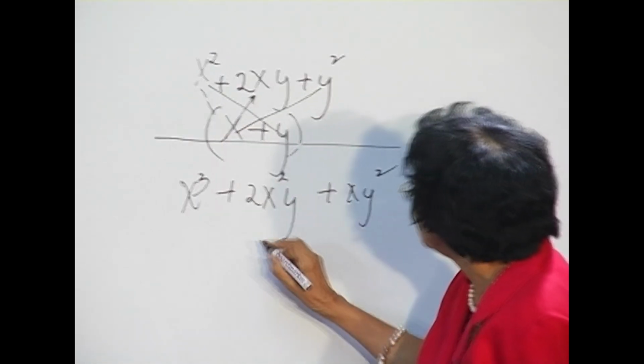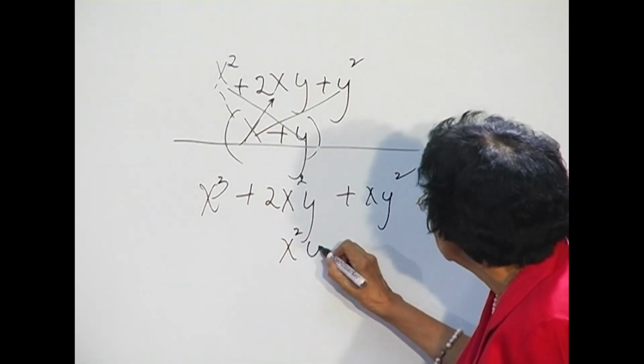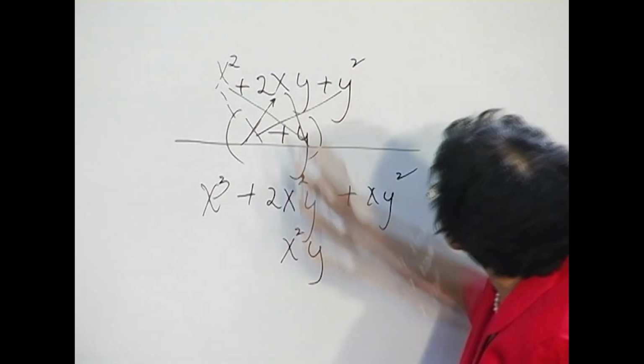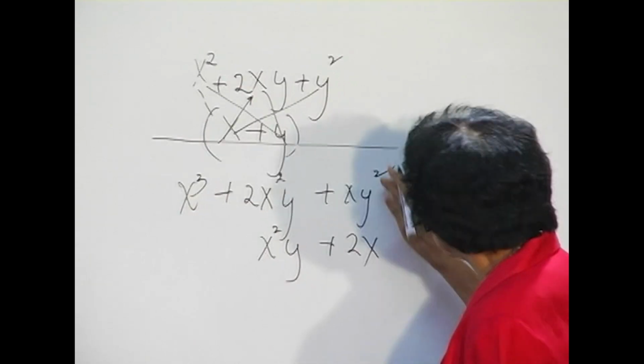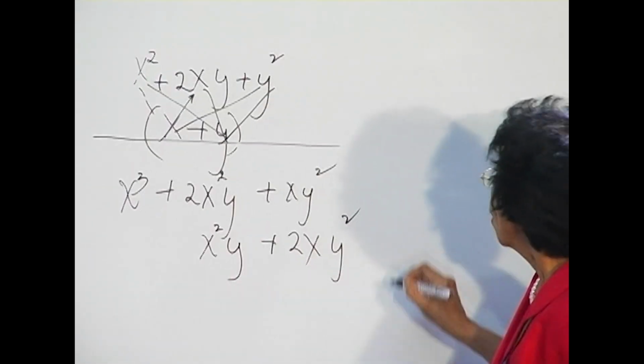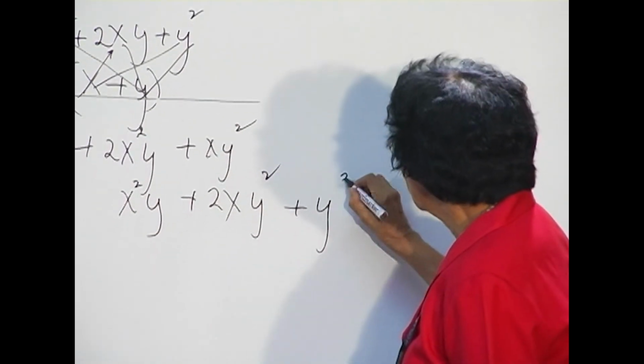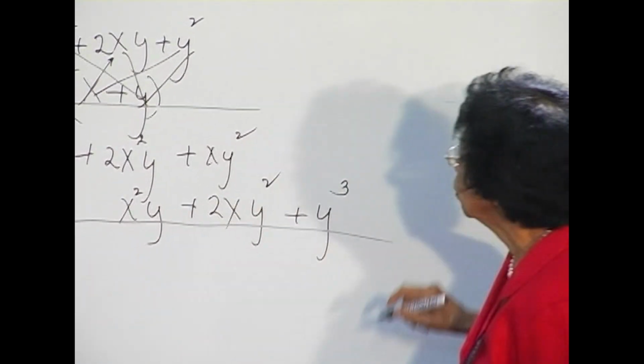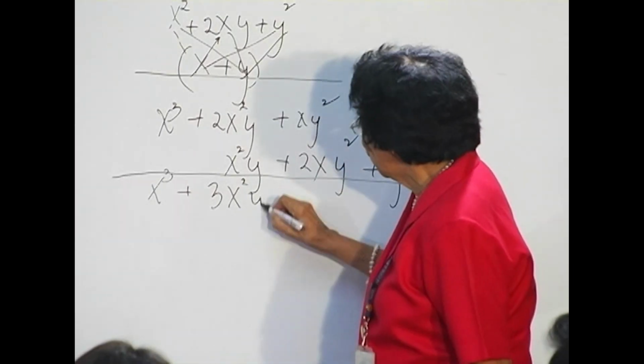So now I multiply this 2, I have x squared y. And then I have this, 2xy squared. Does it belong here? Yes, ma'am. And then this, y cubed. Is there a way of simplifying this? Yes, ma'am. How did it go? We add. Yes, x cubed plus 3x squared y plus 3xy squared plus y cubed.